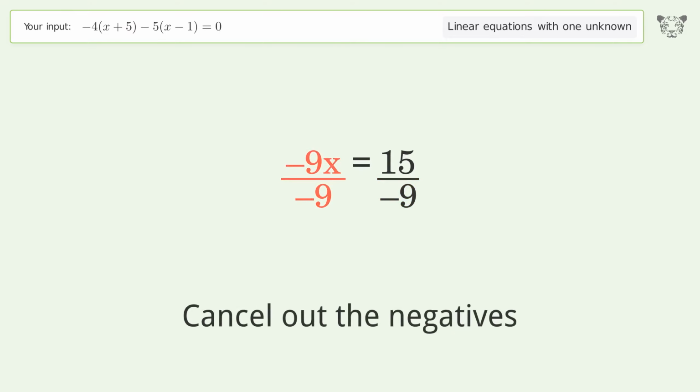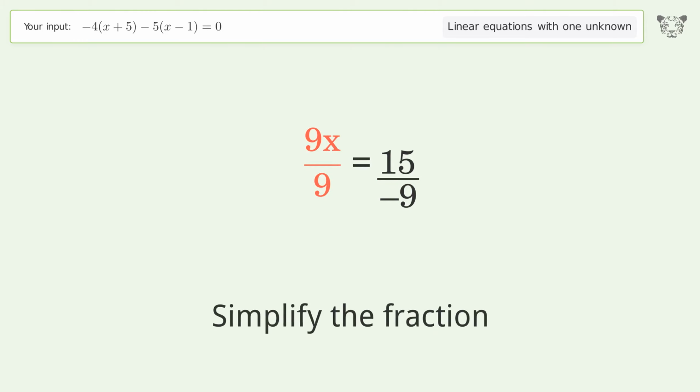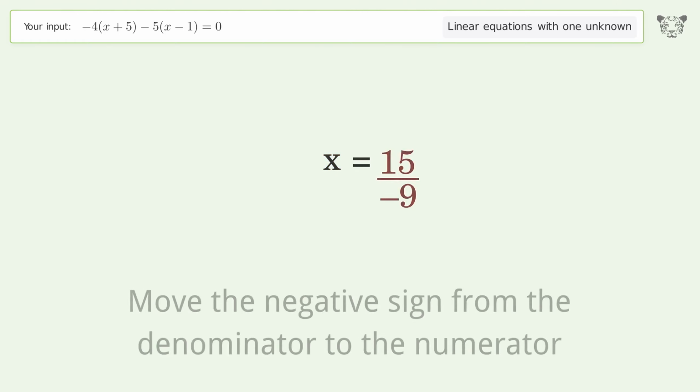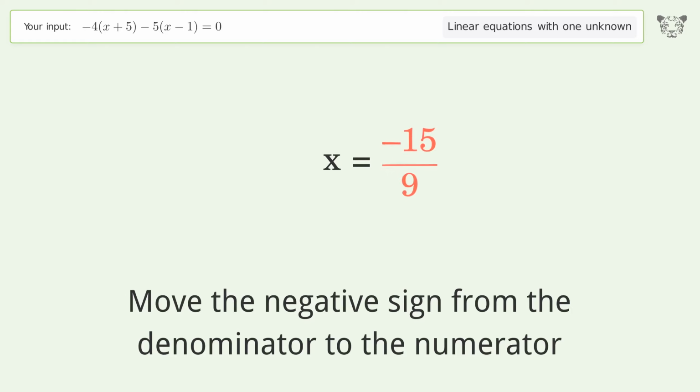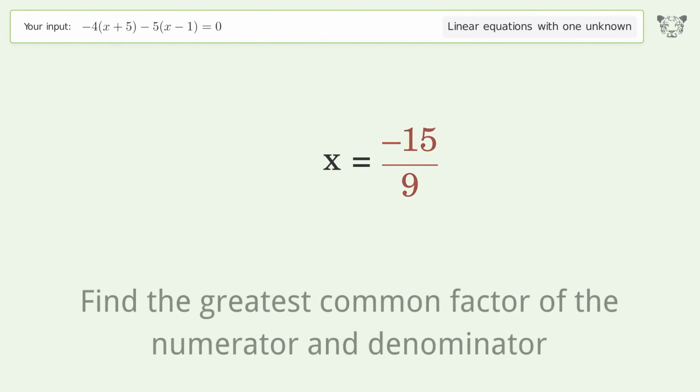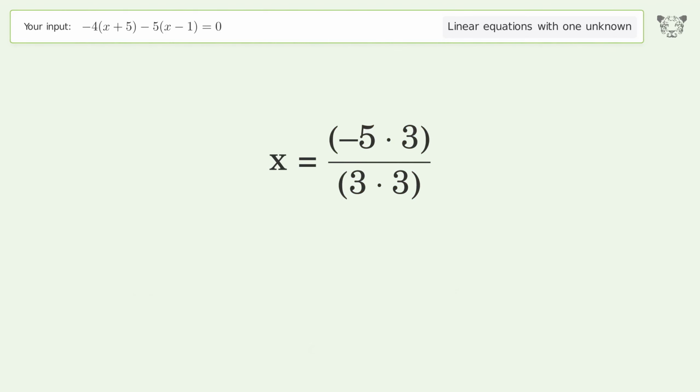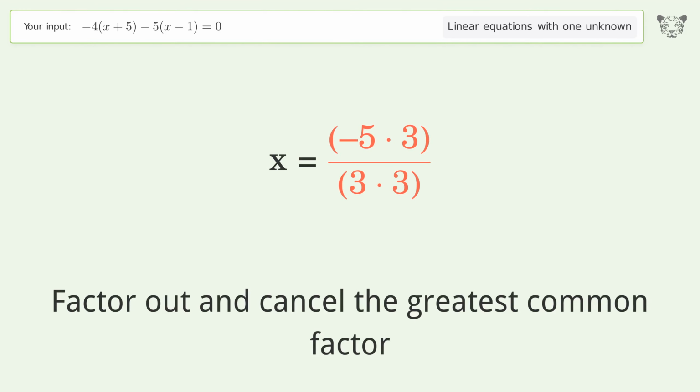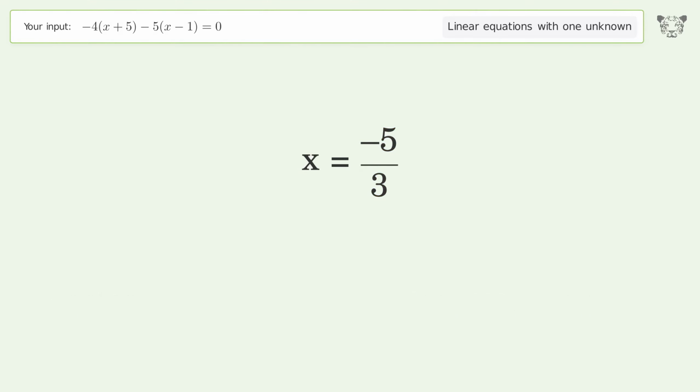Cancel out the negatives. Simplify the fraction. Move the negative sign from the denominator to the numerator. Find the greatest common factor of the numerator and denominator. Factor out and cancel the greatest common factor. And so the final result is x equals -5/3.